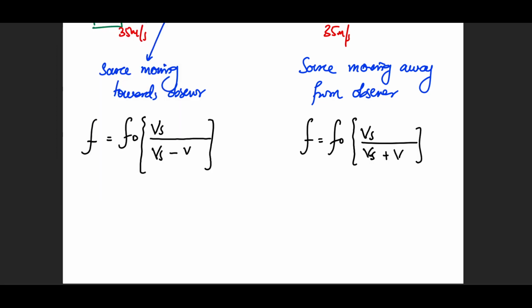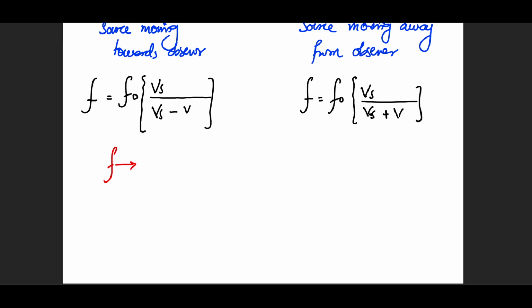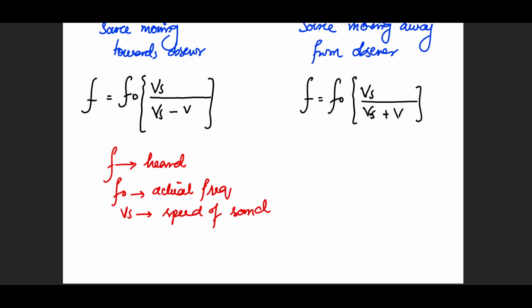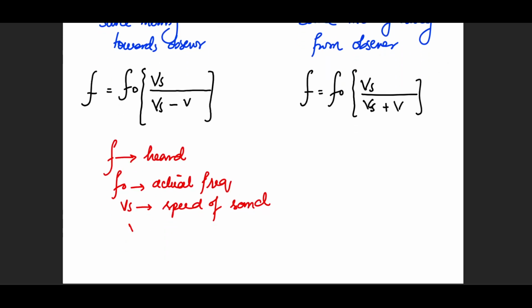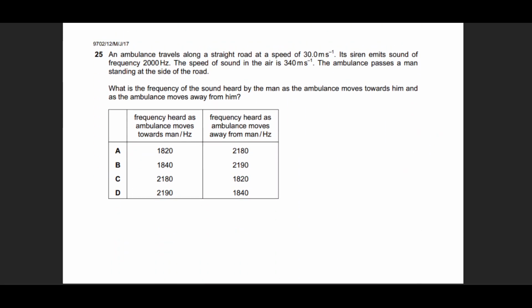Okay, so let's write down the key. We have F in both equations as what is being heard or perceived. F naught is the actual frequency, what the speaker is producing. Vs is the speed of sound or the wavefront. In case of light, this wavefront that we've just discussed will be moving at the speed of light. Okay, all right. Then we have V as the speed of the source, or the object that is carrying the speaker, in all of these examples. Now let's apply this formula in this situation and let's see what happens.